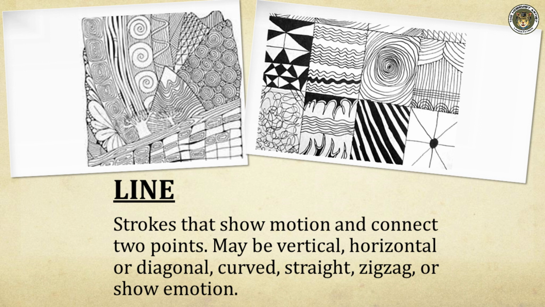First, we have the lines. So, what are the lines? Lines may be strokes that show motion and connect two points, maybe vertical, horizontal, diagonal, curve, straight, or zigzag, or a line that shows emotions.